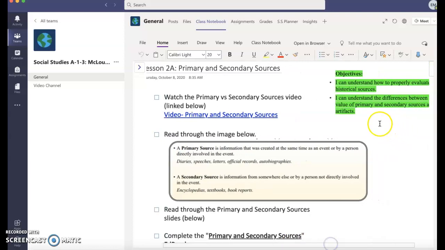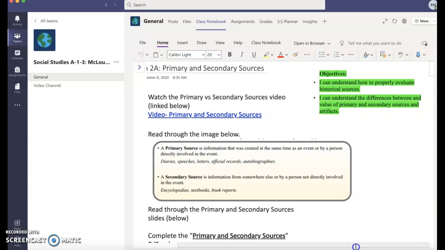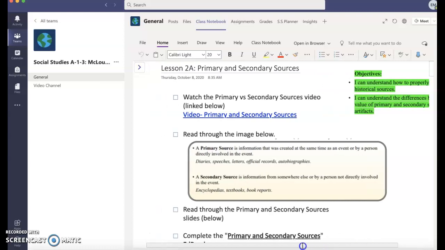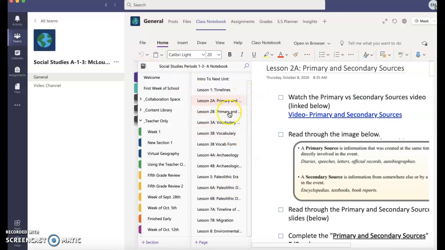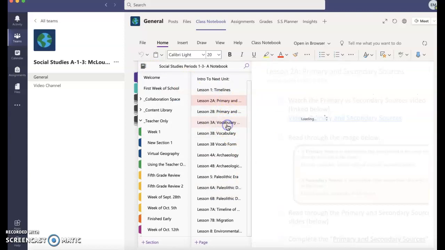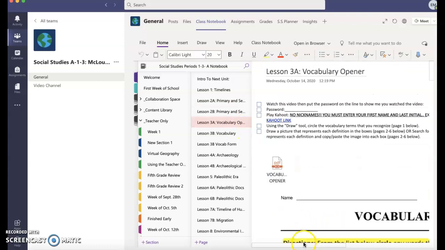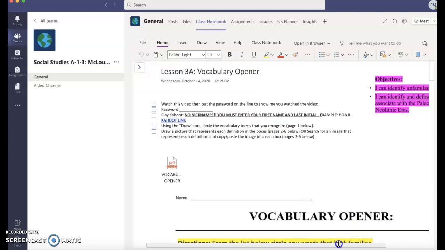Again, the objectives for this lesson: I can understand how to properly evaluate historical sources, and I can understand the differences between the value of primary and secondary sources and artifacts. That's a little recap from last week. Now, moving into this week, we are going to be focusing on vocabulary. Only vocabulary, because it's really important to understand. So moving forward, when we throw out words such as turning point, settlement, you will know exactly what those words mean.